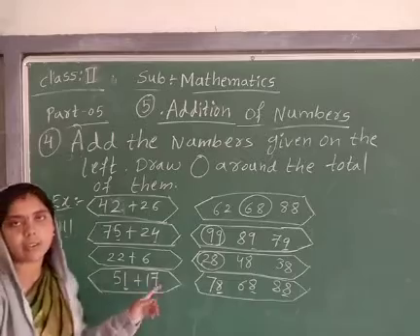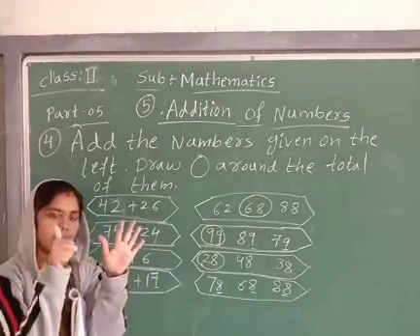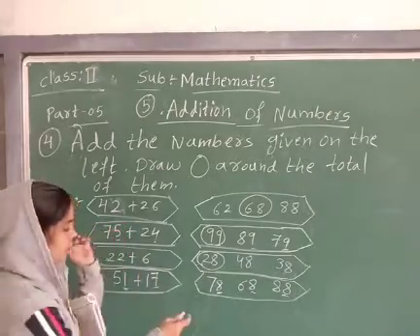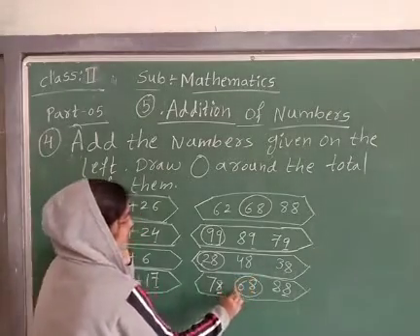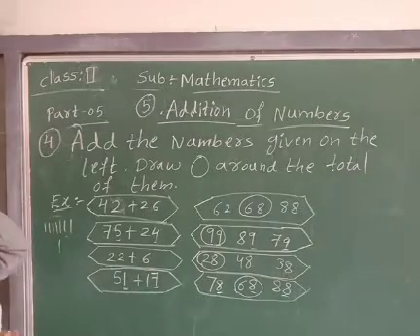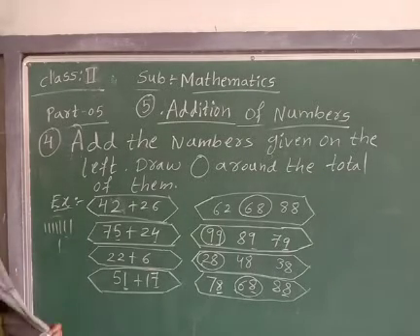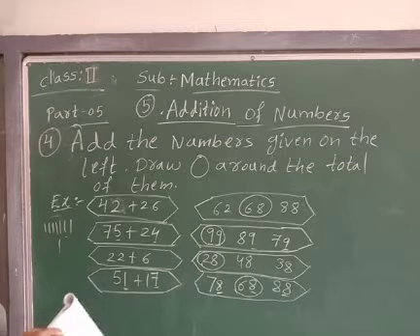Here 5 plus 1. 5 plus 1. Then count, children. 1, 2, 3, 4, 5, 6. 6 here. This one only complete. 68. Complete all of you.